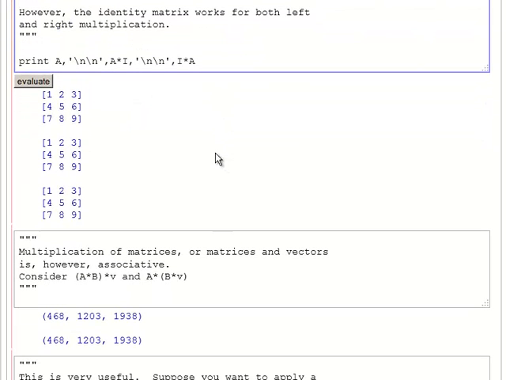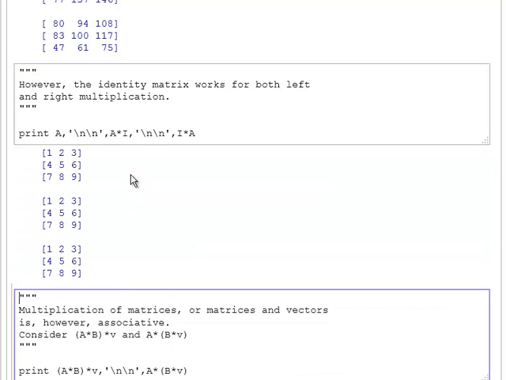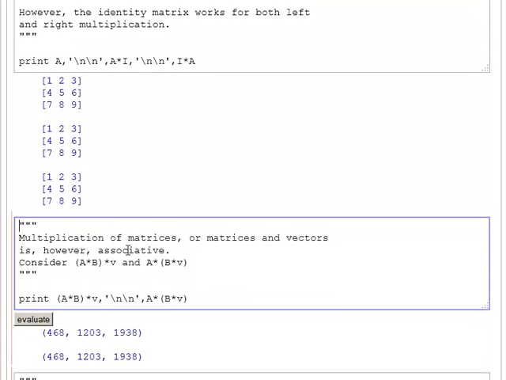I reevaluated it. Okay, now the identity matrix, which I defined above and called I, has the diagonal of 1s. If you multiply that on either side, it's going to leave the matrix unchanged. So here's A itself. Here, let's evaluate it. This is A. Here's A star I. That's this one, which is identical. And here's I star A, which again is identical.